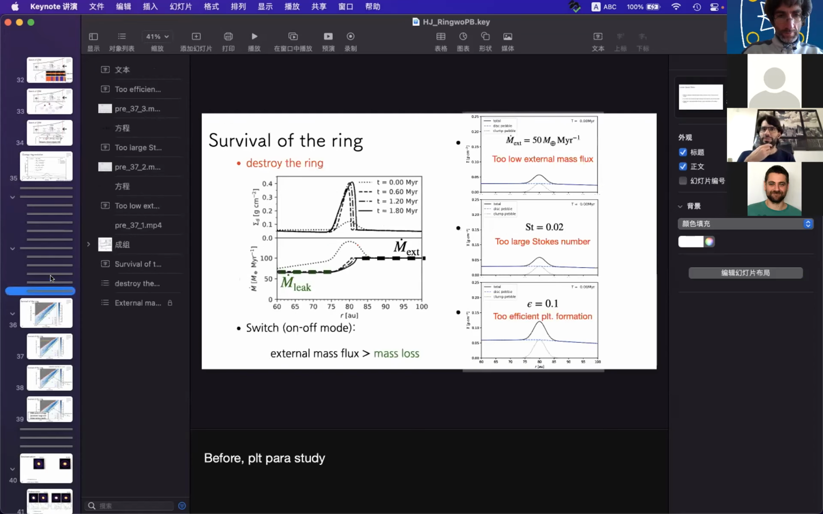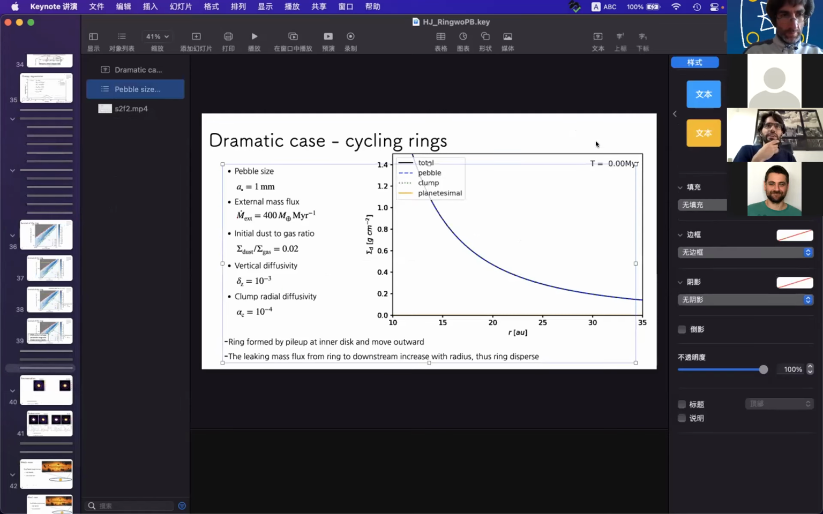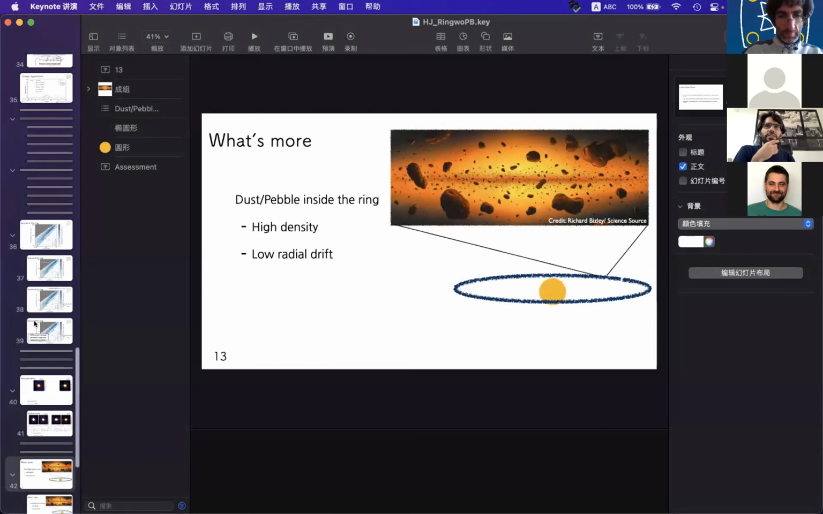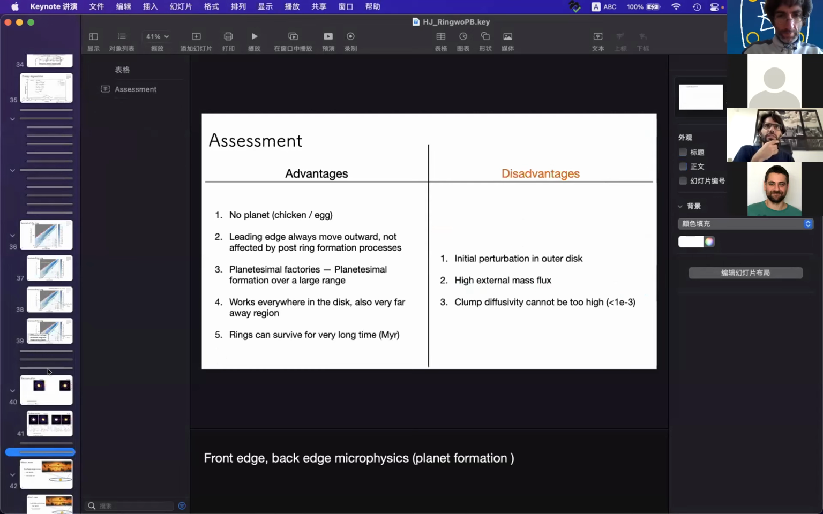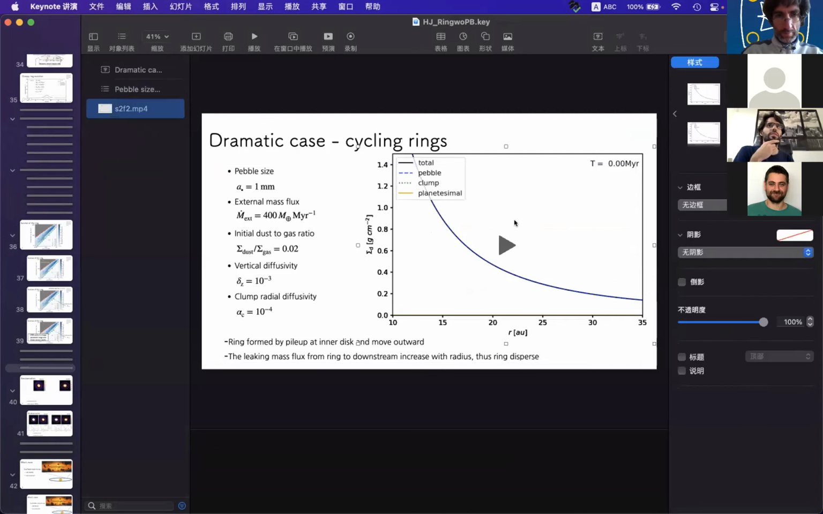And I can show you an interesting animation here. We test a very extreme case. Sorry, I cannot run it. I want to play this video. So this is a very extreme case. The ring can form at an inner 10 AU, move outward towards 30 AU and disappear, and it will cycle.